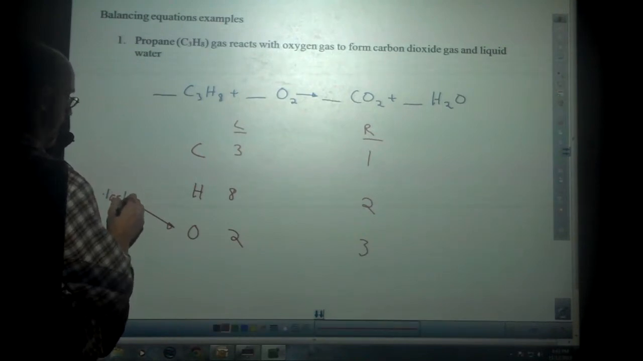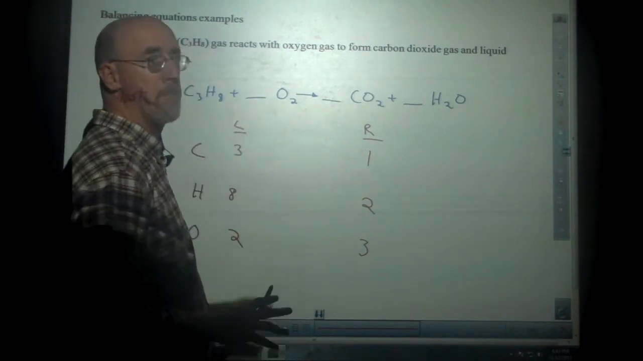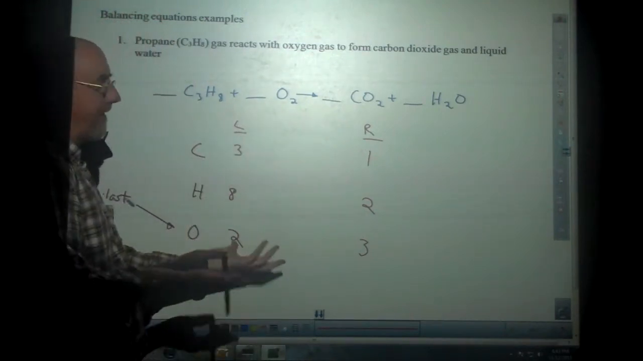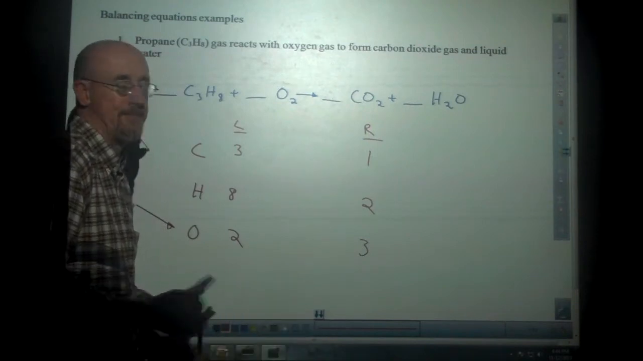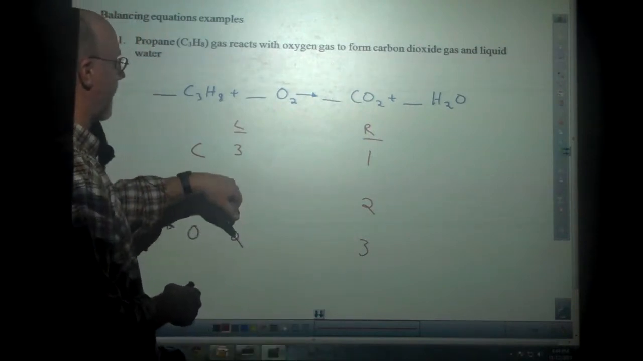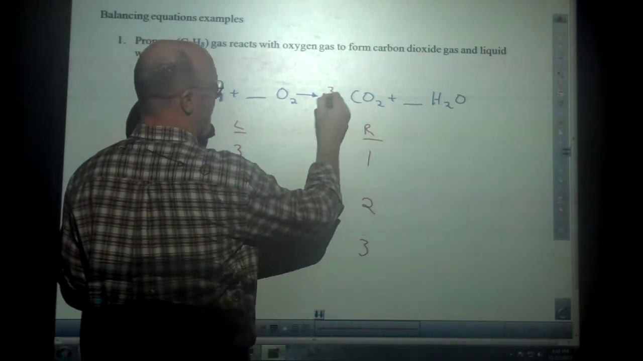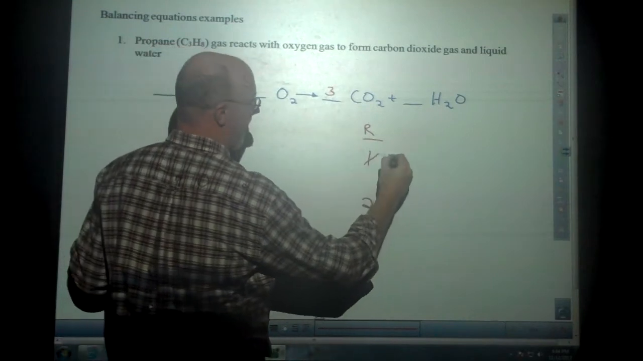So we want to do the oxygen last. It's by itself. You'll see why in just a second. It'll become clear. That's a pretty important hint. And if you did it in order, you'd do the oxygen last anyway. But you'll see that become a little more evident in another example. So we have 3 carbons on the left. We want 3 on the right. So we'll put any number we want up front. So we'll put a 3.